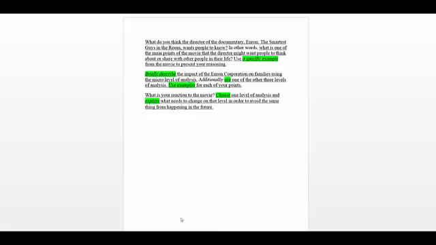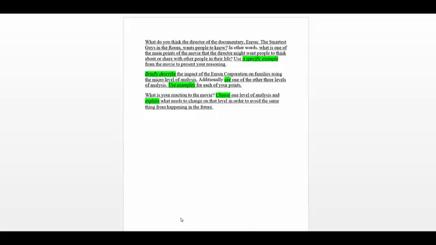Let's take a closer look at the prompt. First, let's go through and underline all the questions the prompt is actually asking. Let's take a look. What do you think the director of the documentary Enron, the smartest guys in the room, wants people to know? That's our very first question. What do we think that director wants people to know?